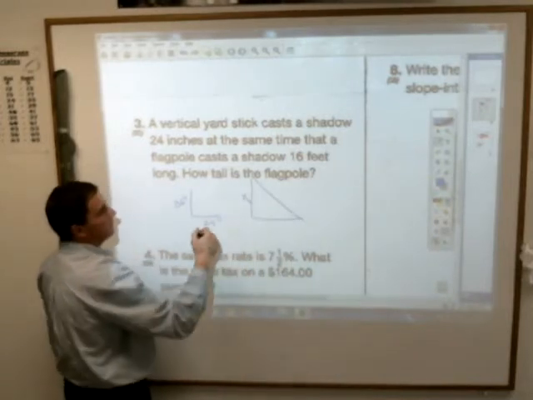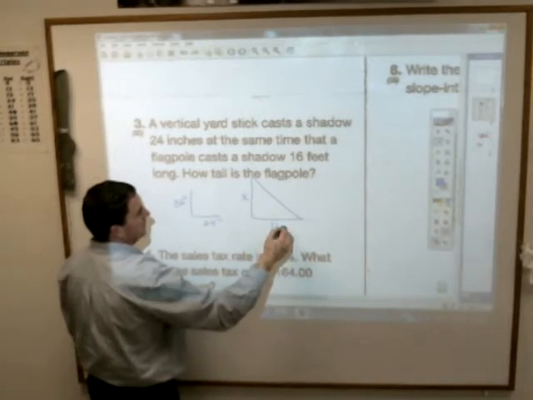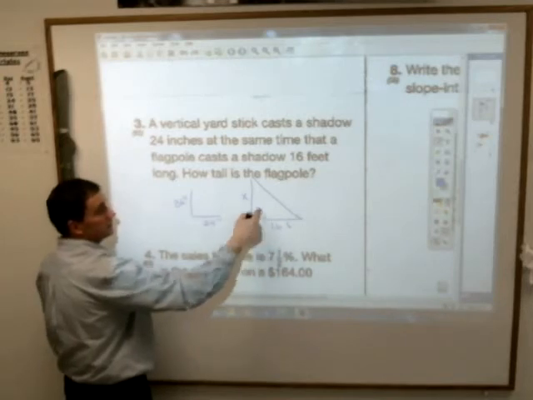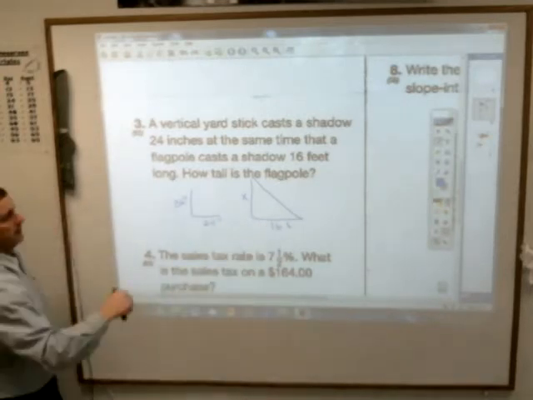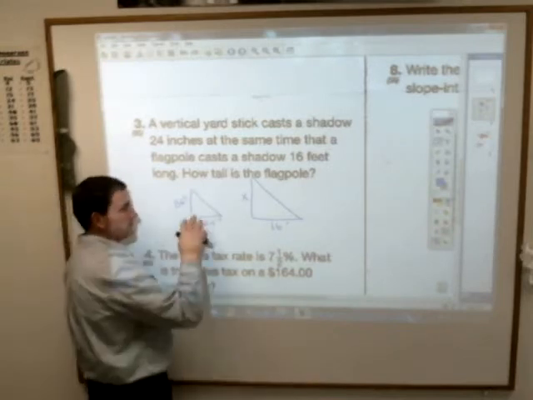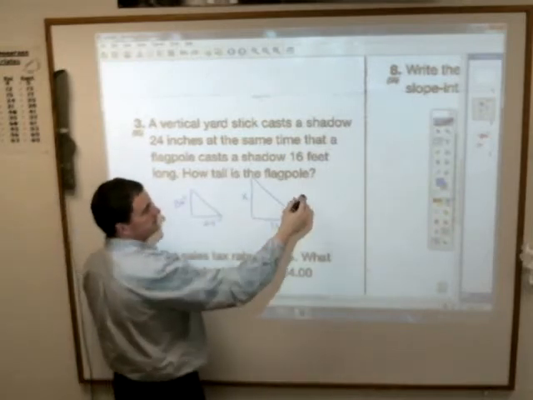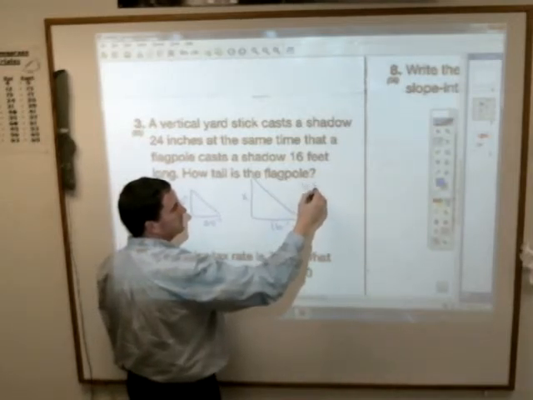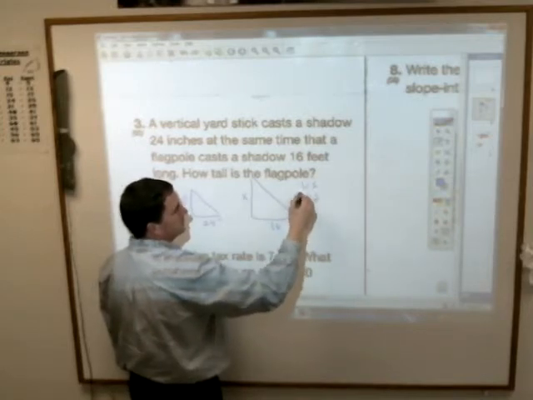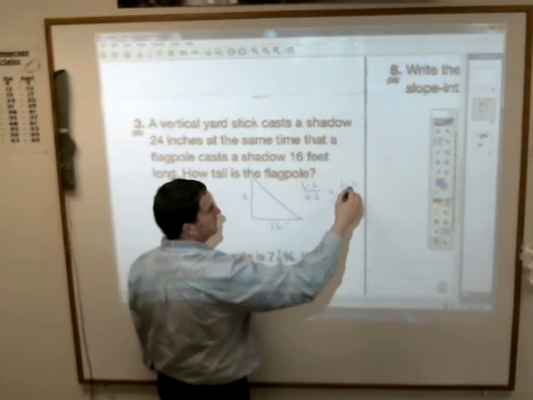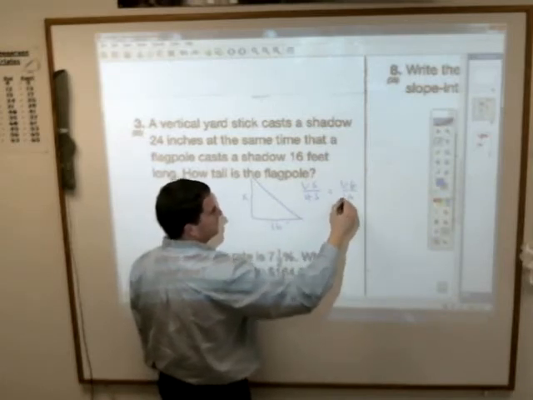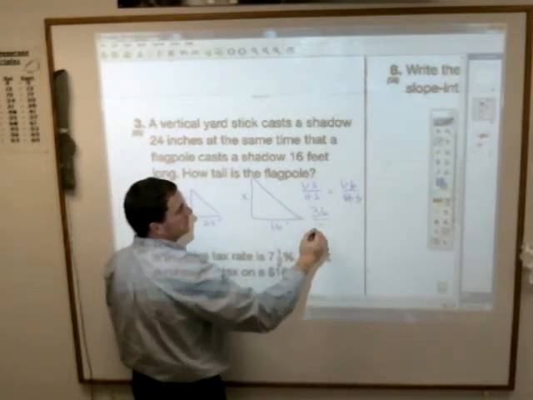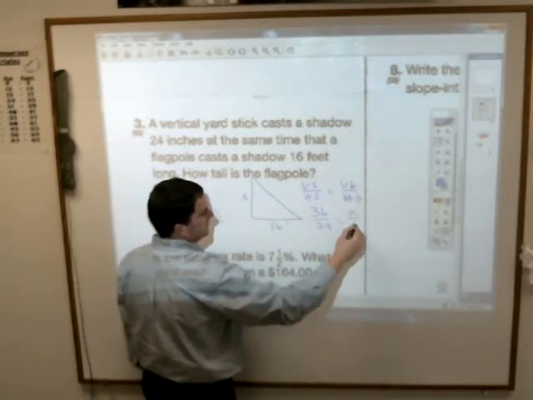We don't know what this is, but we do know that it casts a shadow 16 feet long. And these don't necessarily have to be in the same dimensions, but this and this will be in the end. So your answer is going to be in feet if you leave it that way. And then it's just a matter of you do the ratio of the small triangle to the big triangle. In other words, the vertical line on the small triangle over the horizontal line on the small triangle equals the vertical line on the big triangle over the horizontal line on the big triangle. Okay, so it's just a matter of 36 over 24 equaling some number over 16.